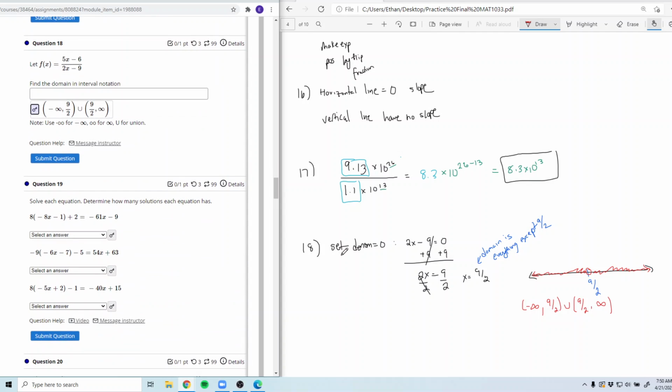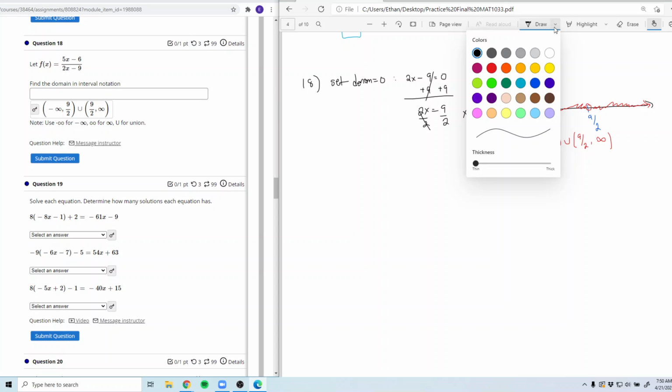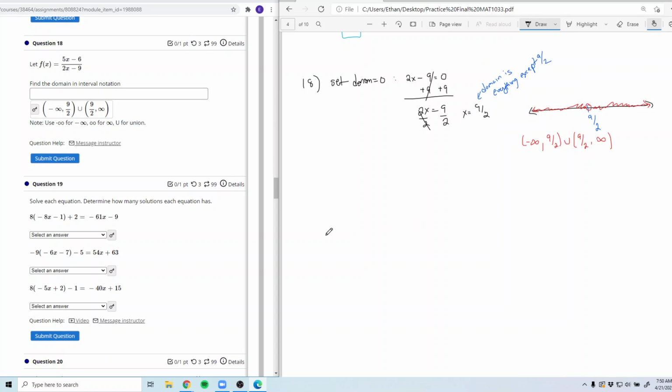All right, number 19. Number 19 asks you to solve each equation and determine how many solutions each has. And the first one we have is 8 times negative 8x minus 1, and then plus 2 equals negative 61x minus 9.